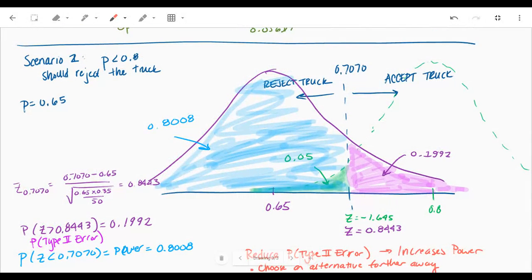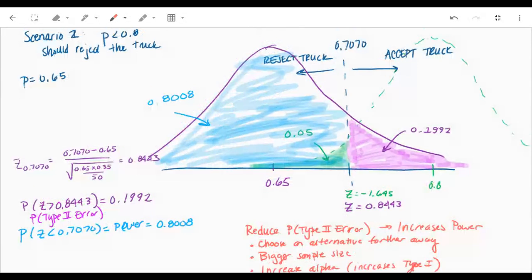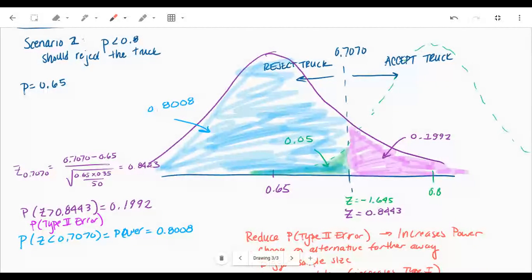So that's where all the calculations come from, which you're never going to have to do, but it helps you to understand what those 3 areas are. Again, the purple area is the probability of a type 2 error, the blue area is the power, the green area is the probability of a type 1 error.